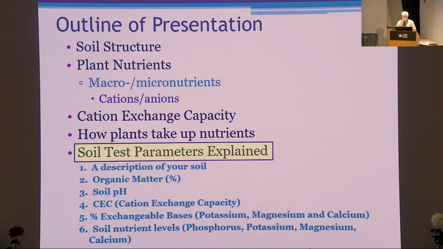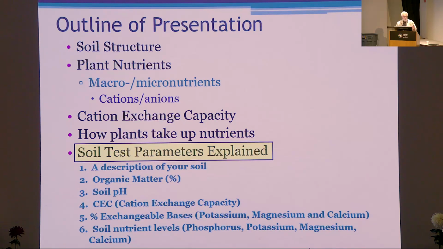They will also measure soil pH. They'll measure the cation exchange capacity. Remember, the total negative charges that are present in your soil. Another one related to the cation exchange capacity is something called percent exchangeable bases. And this is specifically referring to those and a few more plant minerals like potassium, magnesium, and calcium.